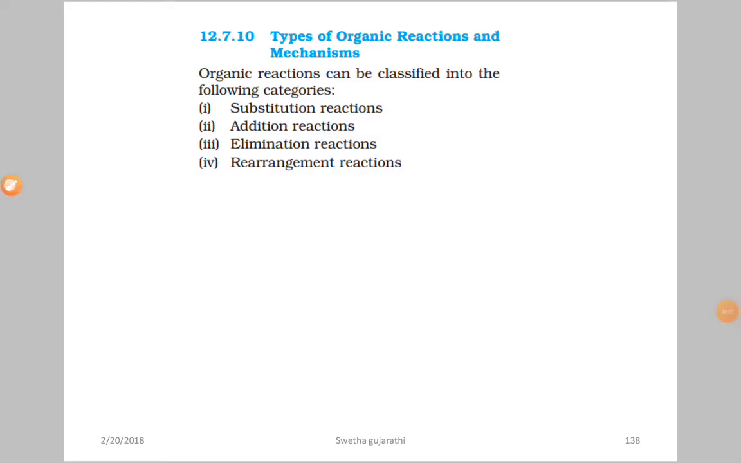Hello students. In previous classes we came to know the fundamental concepts in organic reactions. We learned what the substrate and reagent are, and what the intermediates are, meaning between the reactant and products we have intermediates like carbocation and carbanion, isn't it?